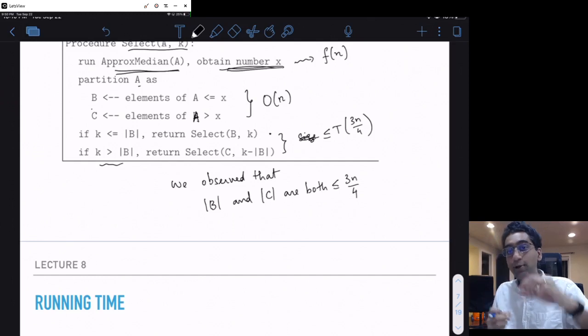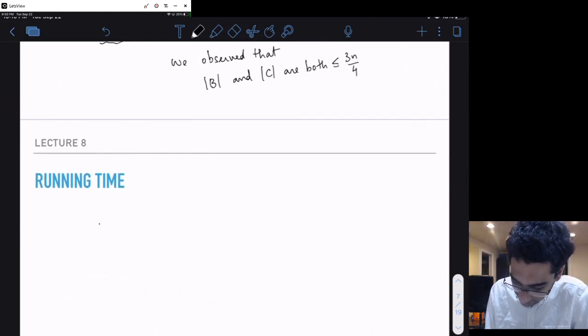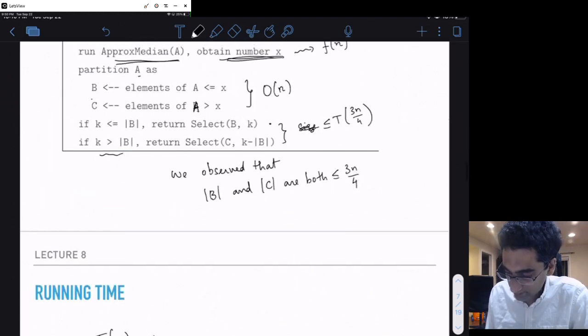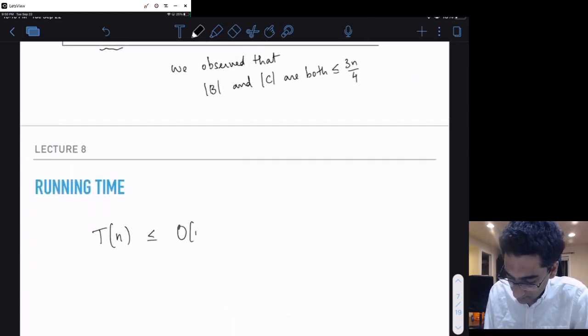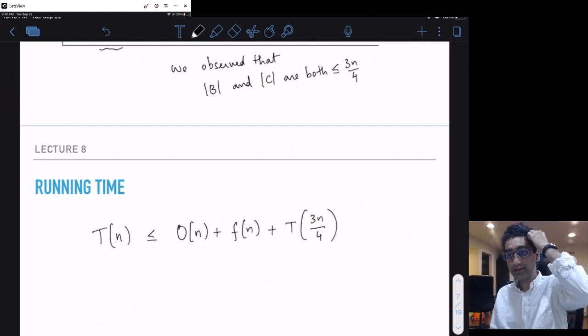Okay, and we go into only one of these, right? So we don't go into both of them. Therefore, you get a running time of t of n less than or equal to O of n plus f of n plus t of 3n by 4. Okay, so this is what you have.